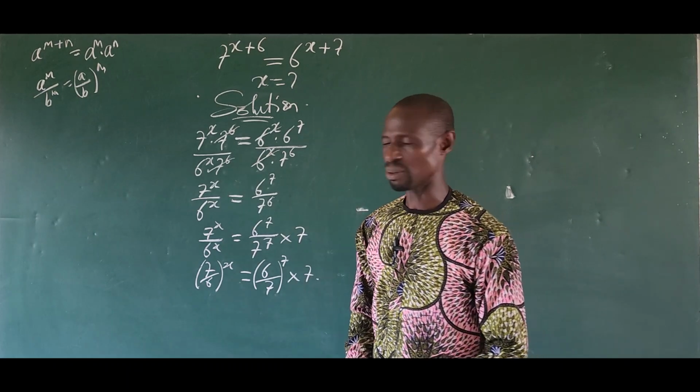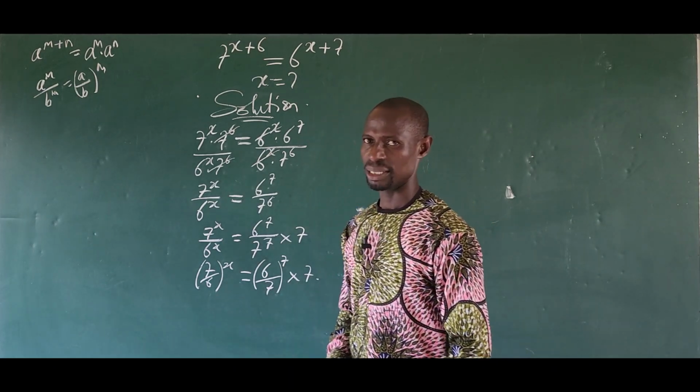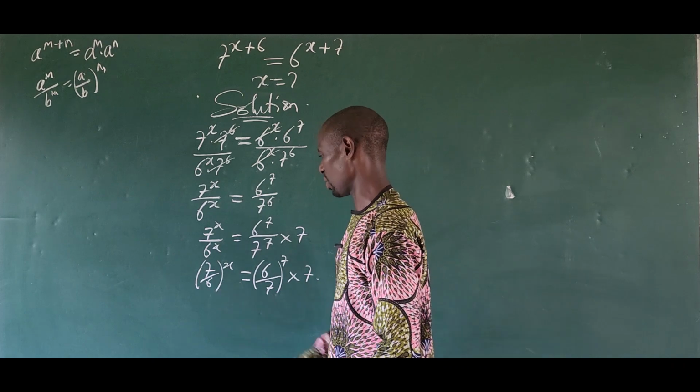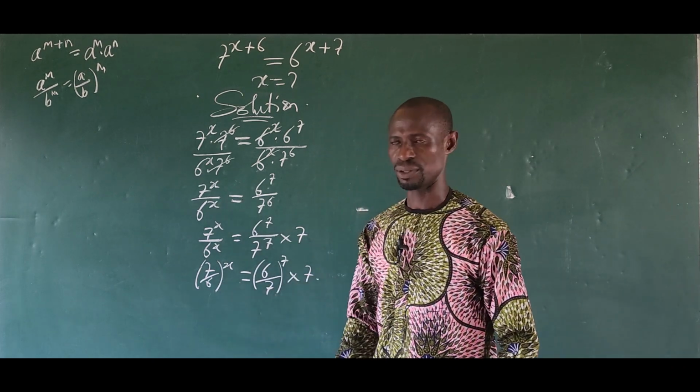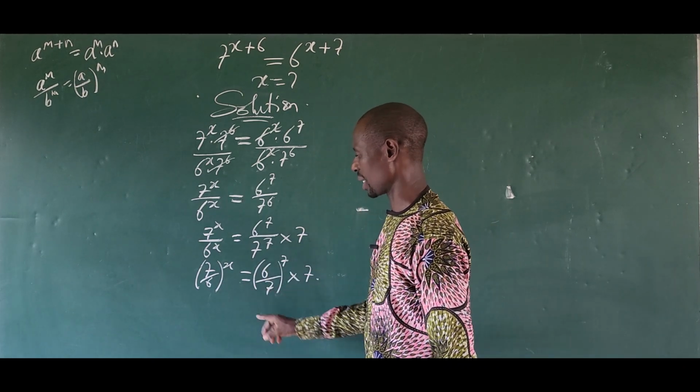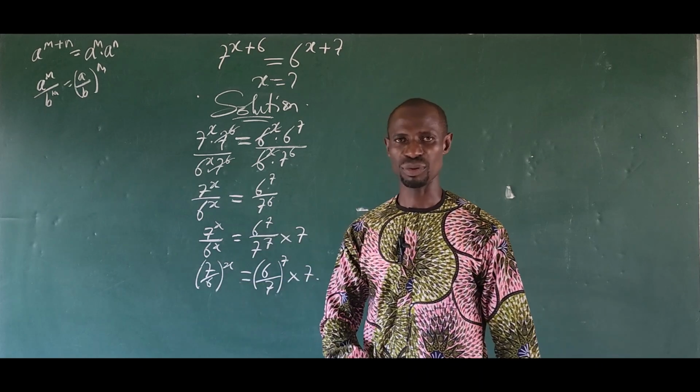Now, the next thing we look at here is the base number to the power. Here we have 7 all over 6. Here we have 6 all over 7. So I want to twist this so that the base numbers will be the same.